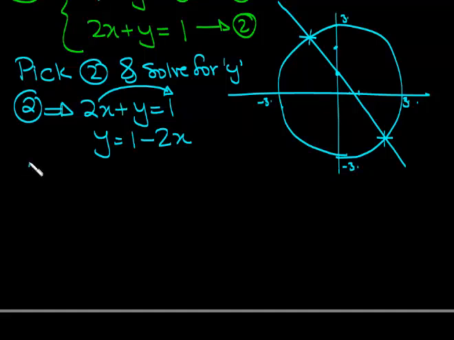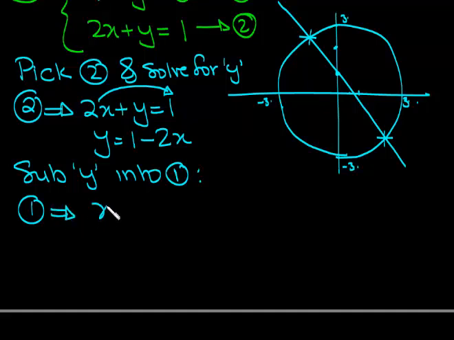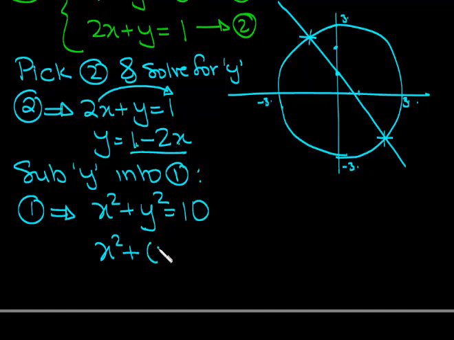Now that we have y, what do we do next? We substitute y into the other equation, right? Into 1. So what does 1 become? Well, 1 was x squared plus y squared was equal to 10. So I'm going to replace this y with this. So we get x squared plus, there's 2 terms here, so we need to put parentheses, squared is equal to 10.